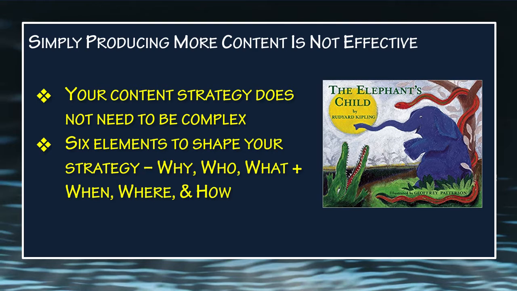All right, so some of the takeaways from this particular article. One, simply producing more content is an ineffective strategy. Producing good content that's compelling and interesting to your audience is what's important. And your content strategy does not need to be complex. Essentially, what it has to do is respond to 6 elements: why, who, what, and then when, where, and how. And if you can answer those questions effectively, you can reach your audience effectively.